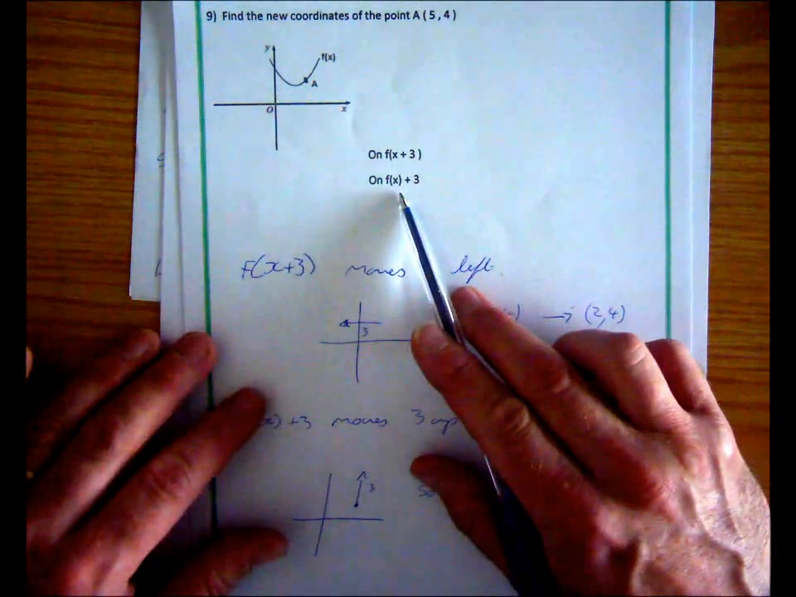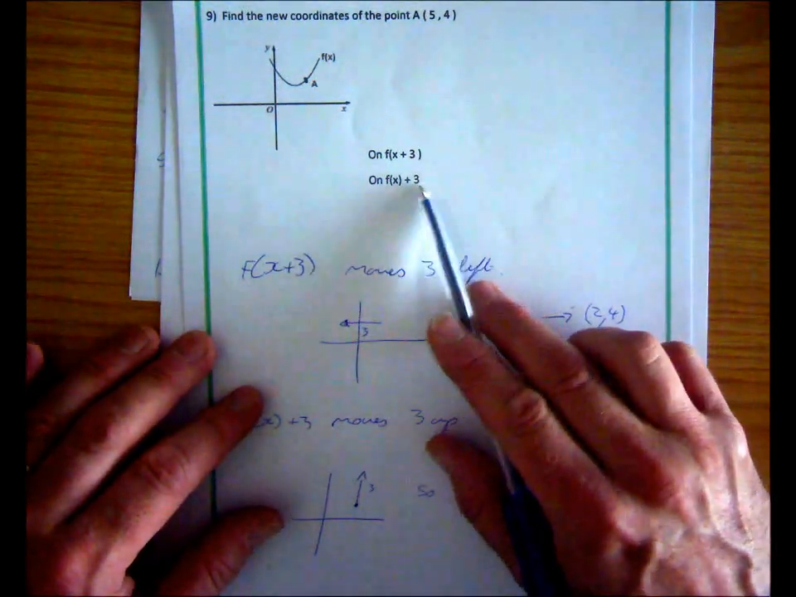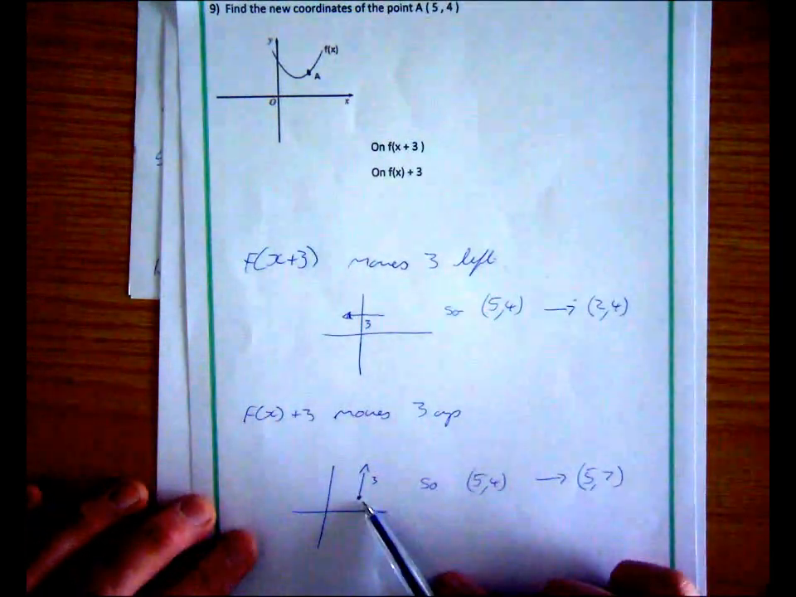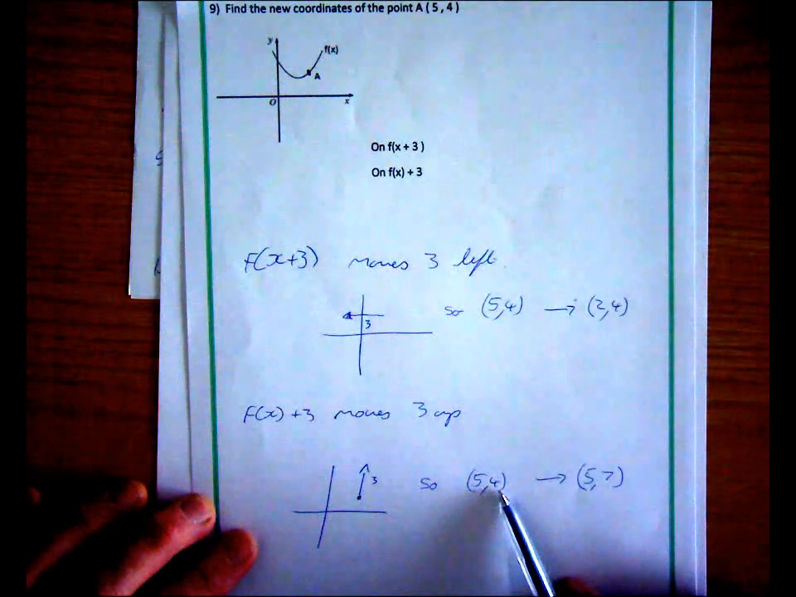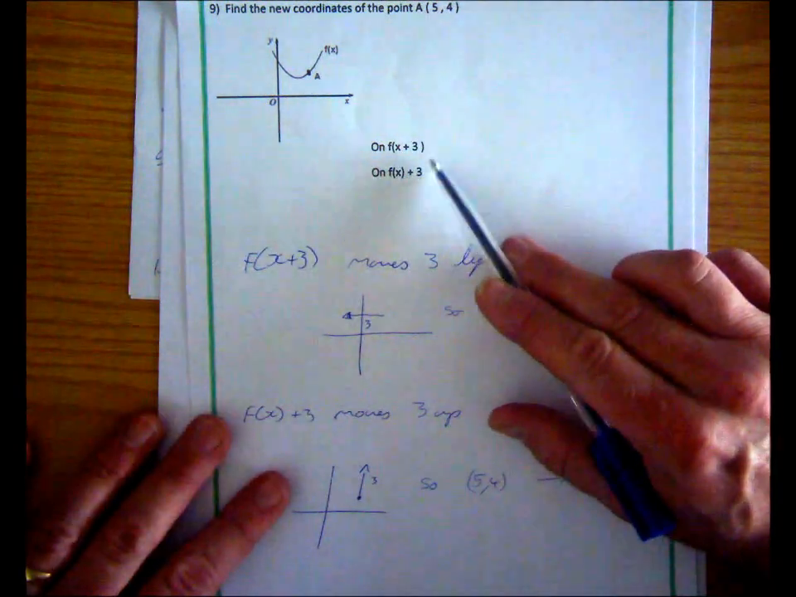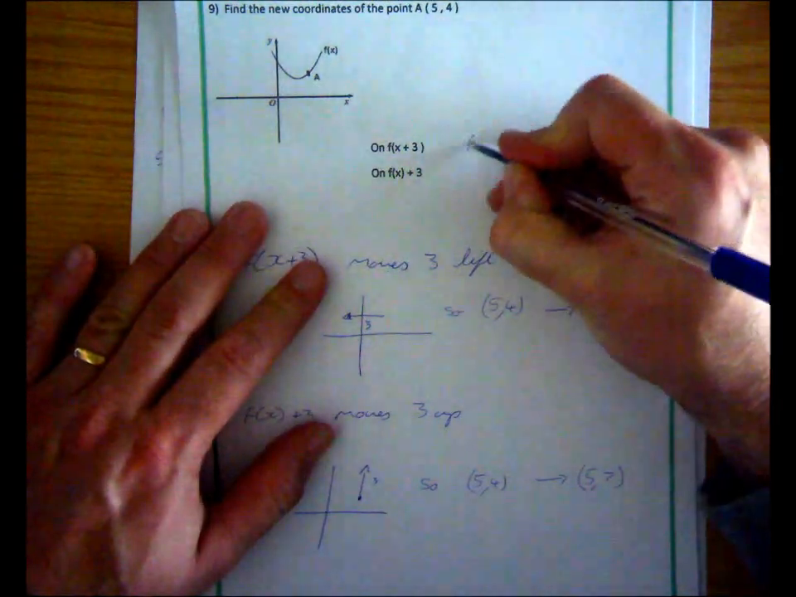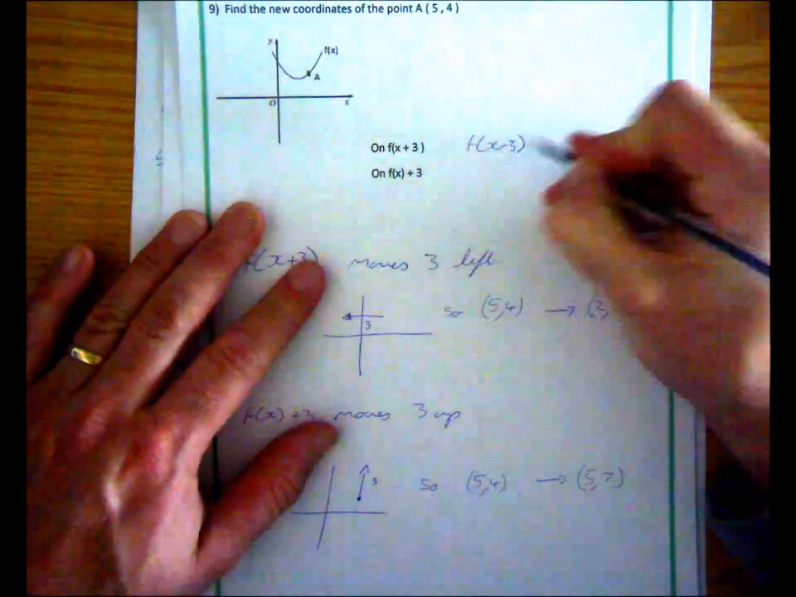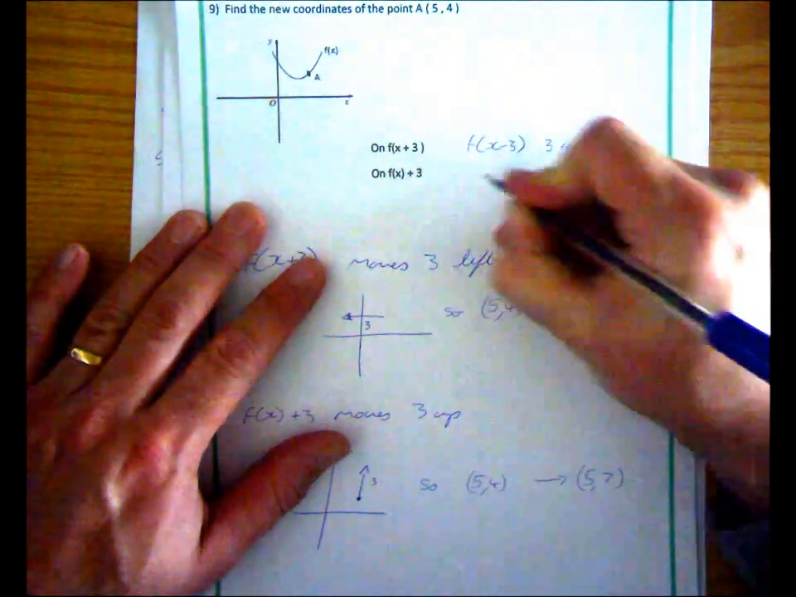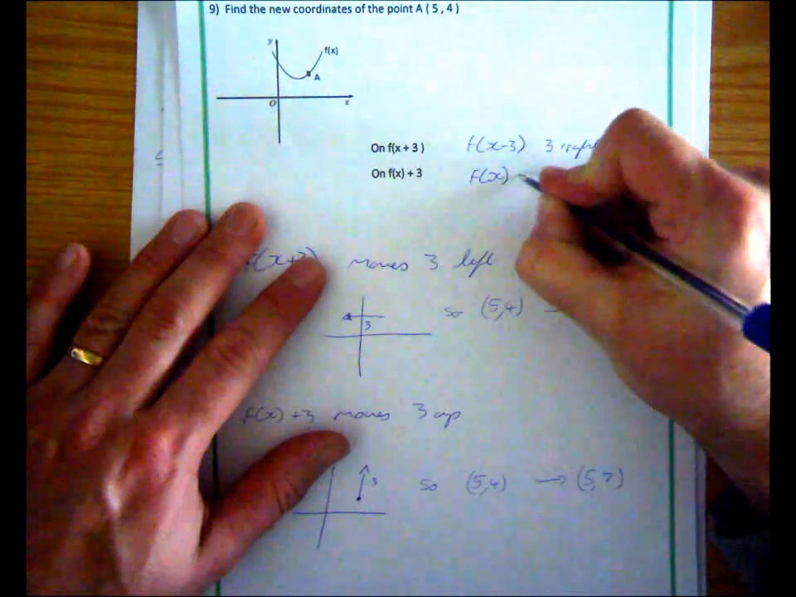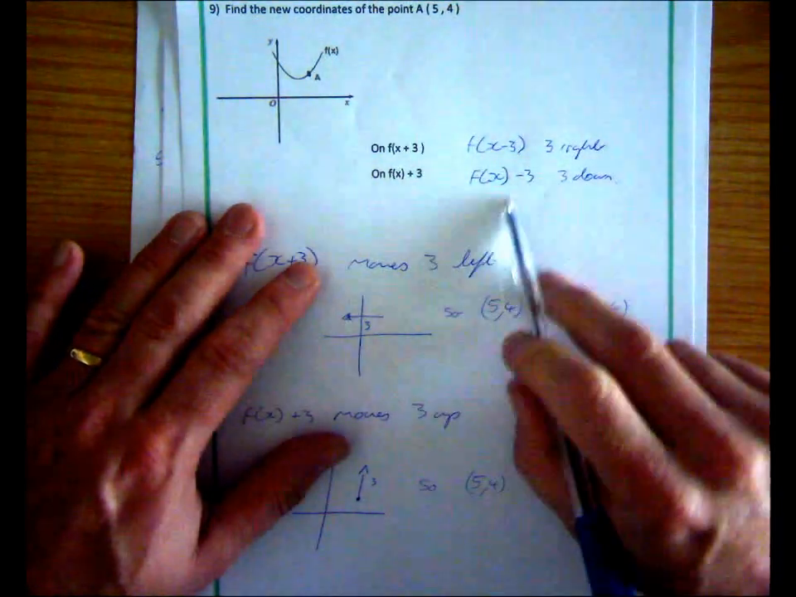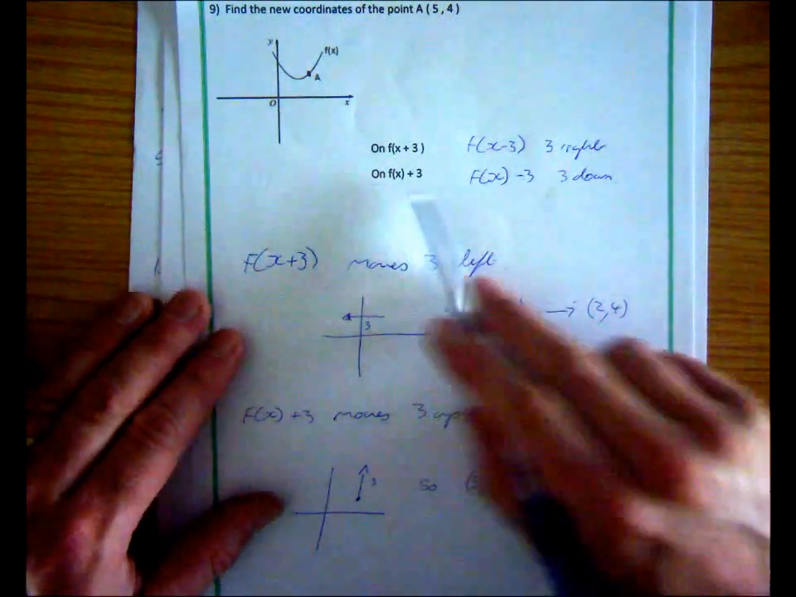If I have f of x, plus 3, I am adding 3 onto the whole function, and that will move it 3 up. So it'll still be 5 across, but instead of being 4 up, it'll be 7 up. So these rules of functions: f of x minus 3 would actually move it 3 right, and f of x take away 3 would move it 3 down. So there's your 4 directions you can move, so you've got to recognise those.